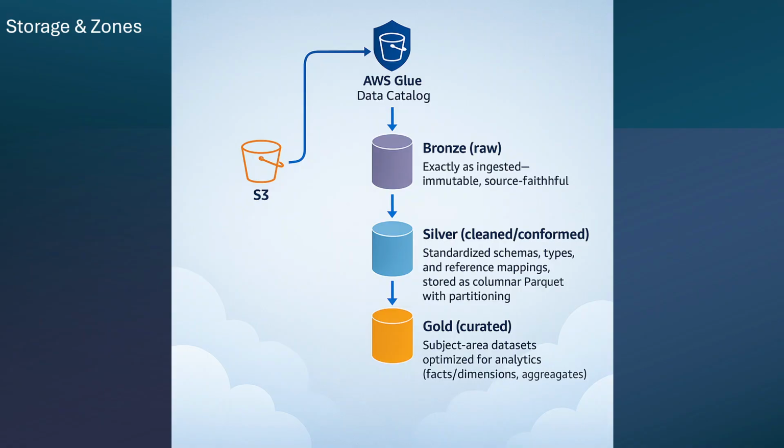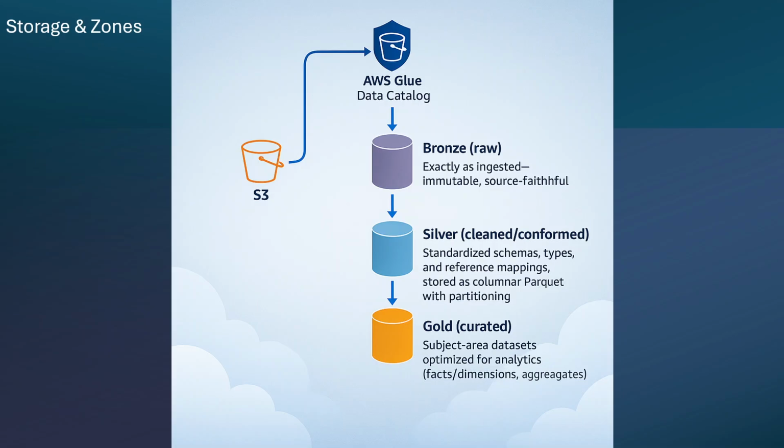Next, in Silver, we standardize and clean our data. Using AWS Glue ETL jobs, we convert CSVs to Parquet, normalize column names, fix types, and join lookup tables. We store data partitioned by, let's say, business domain and date.